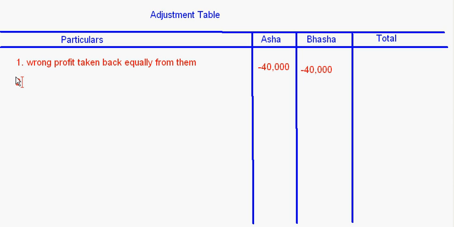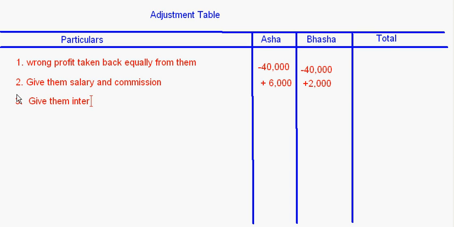Then give them salary and commission. This was not done, right? So this has to be done. Give them salary and commission. So this will be plus. So here I'll put the plus sign. This is plus 6,000 and here it will be plus 2,000. The commission was 2,000, right? Now the third is give them interest on capital. This is plus 4,500 and plus 4,000. We calculated the amount earlier, right?